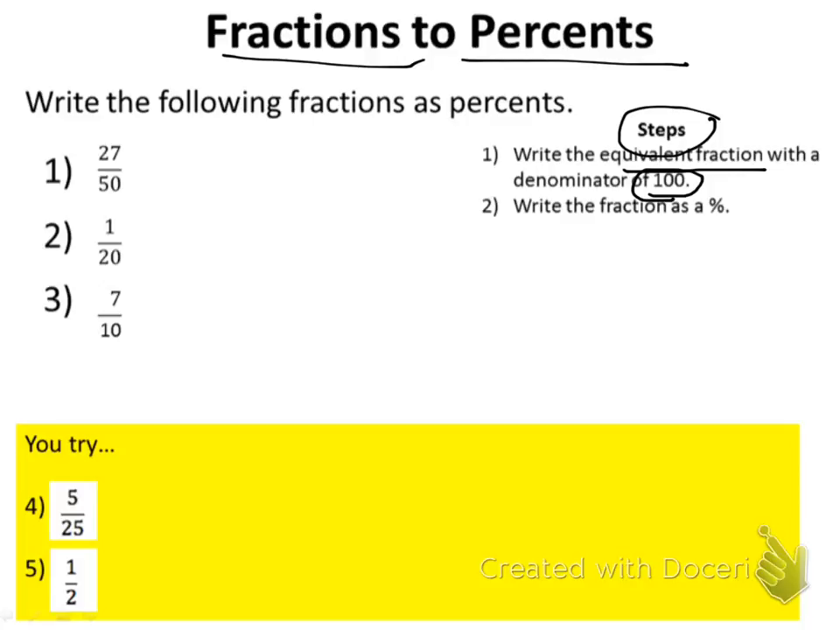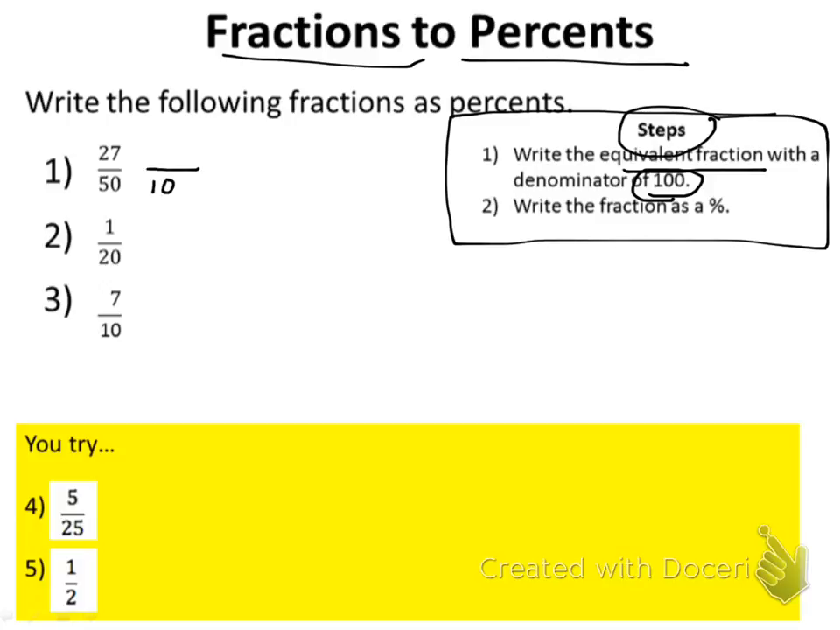So let's do a few examples together. Make sure you've written down these steps in a different color. If I have 27 fiftieths, I need to write that as an equivalent fraction with a denominator of 100. Well, how do I go from 50 to 100? I multiply it by 2. So I'm going to multiply my numerator of 27 times 2. Put that over here. 27 times 2. 7 times 2 is 14, and 2 times 2 is 4, plus 1 is 5. So that would be 54 100ths.